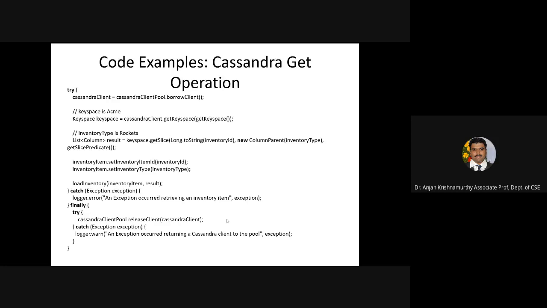So this is a sample get operation of Cassandra, a code sample of it, right? I'm just going to pause here for a moment so that you can trace through this particular algorithm, where you can find out how the item is fetched from the database.